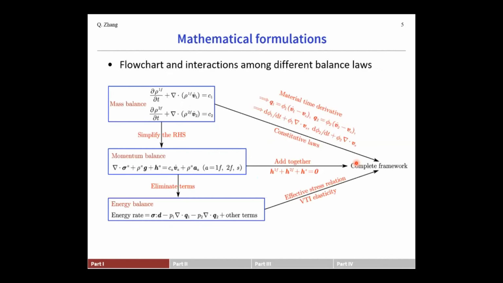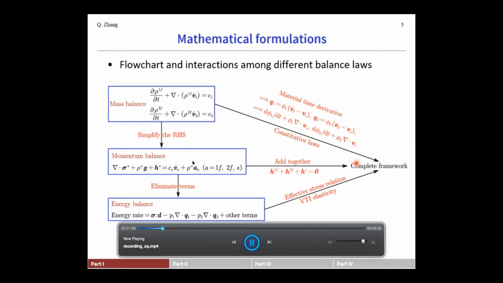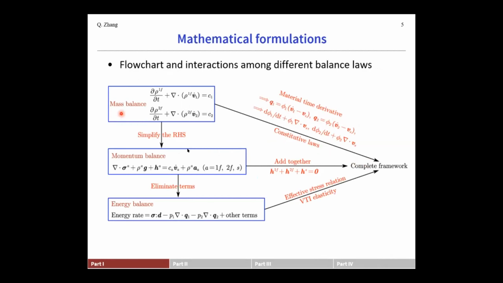This flowchart gives a brief overview of the mathematical derivations of these formulations. Basically, we start from the mass balance equation, and by simplifying the right-hand side, we obtain the momentum balance equation. And then by eliminating some terms, we get the energy balance equation. And in order to obtain a closed system, we postulate some constitutive laws, which are represented by these arrows.